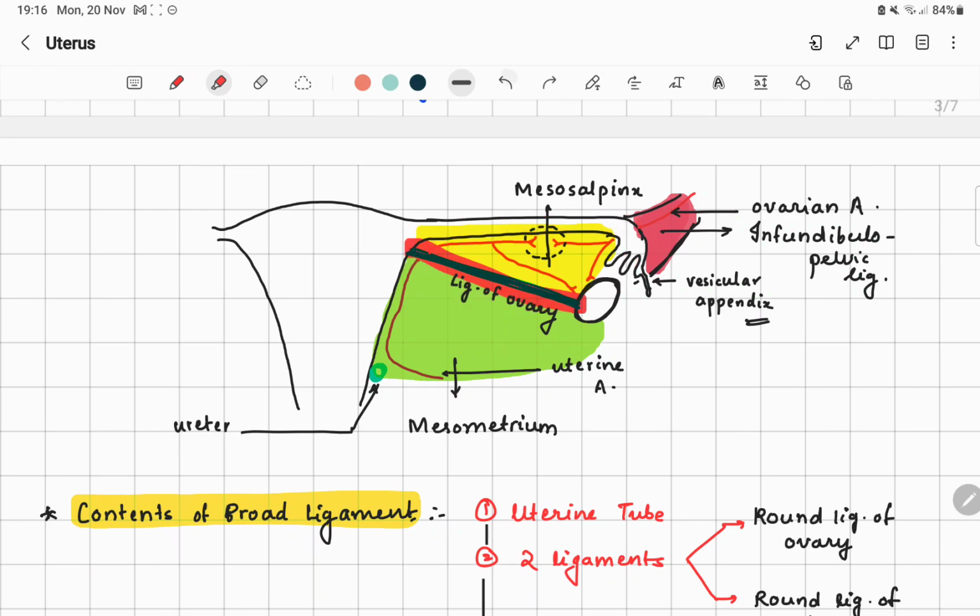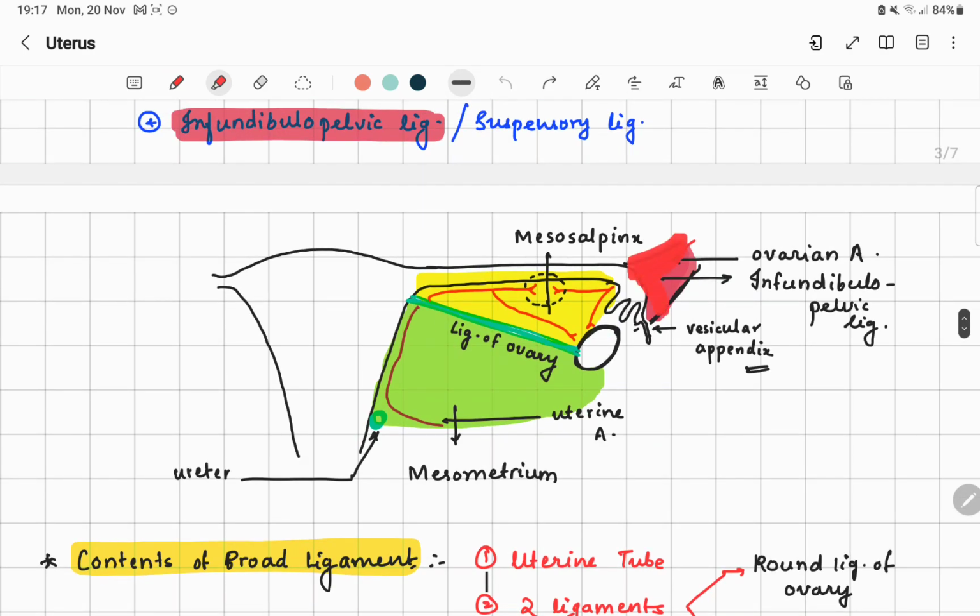Okay, this is your mesosalpinx, and this is your mesometrium. Mesosalpinx is this one, mesometrium is this one. This is called the ligament of ovary, which is connecting it to the uterus. The ligament of ovary connects the ovary to the uterus. And this is called the infundibulopelvic ligament, which is firmly holding the infundibulum part.